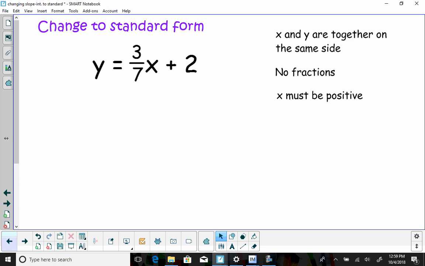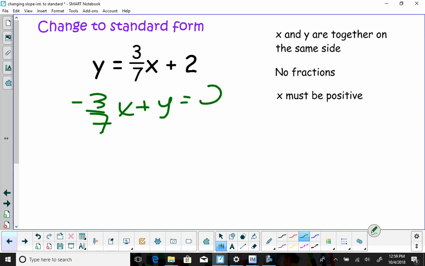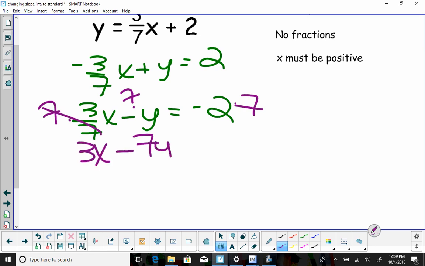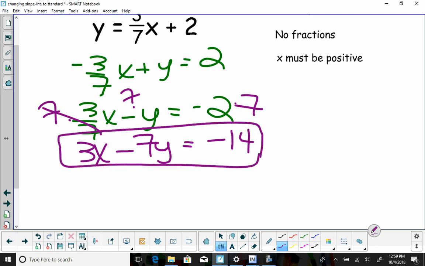Okay, so when you moved it, 3/7 became what? Negative. Okay, what'd you do next? Change your signs. Okay, and like I said, you can do that in either order. All right, and then I would multiply everything by 7. Negative 14. Good job. Okay? All right, think you got one more?